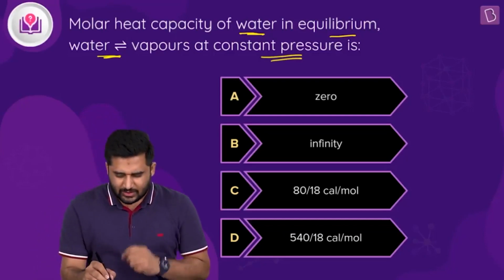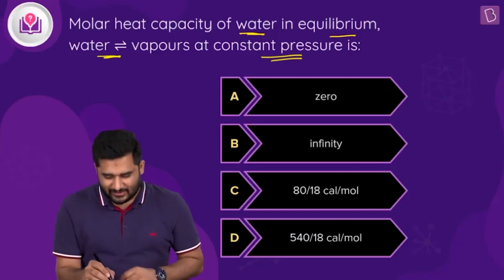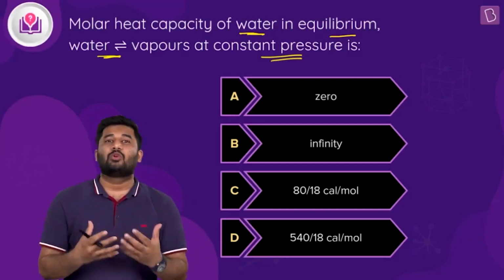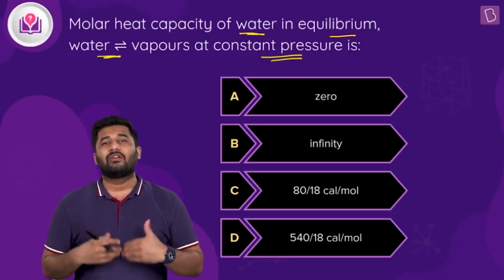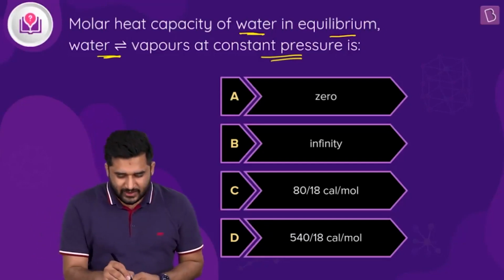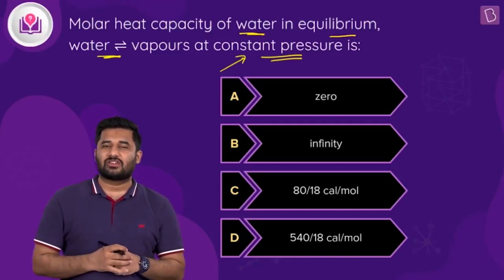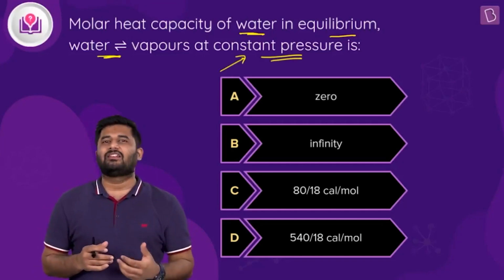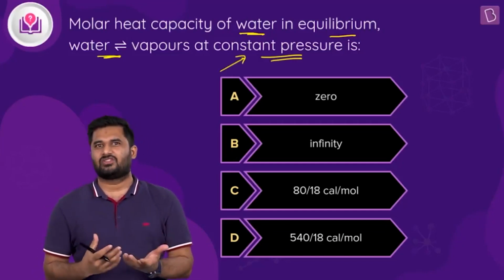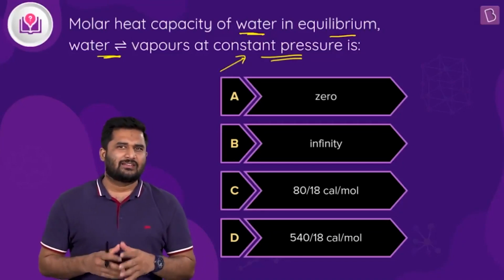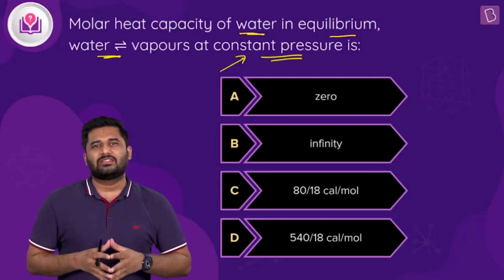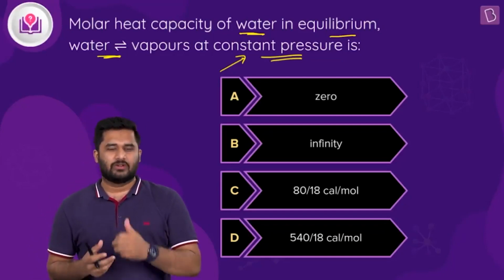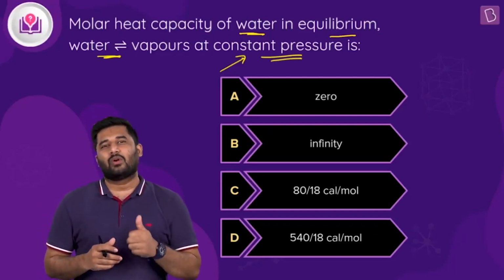The important thing that you have to understand here is, first of all, what is molar heat capacity? Basically, molar heat capacity is the amount of heat supplied, and since we are talking about constant pressure here, the molar heat capacity that we are defining is at constant pressure. It can be defined as the amount of heat required at constant pressure to raise the temperature of 1 mole of water, in this case, by 1 degree Celsius.